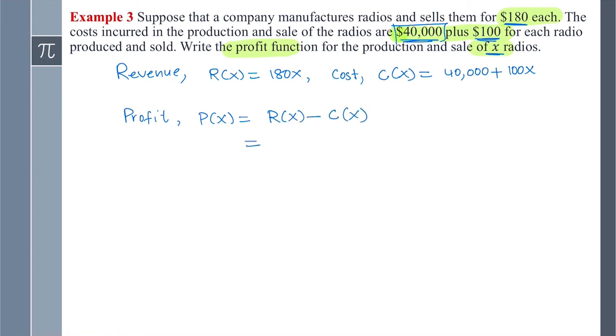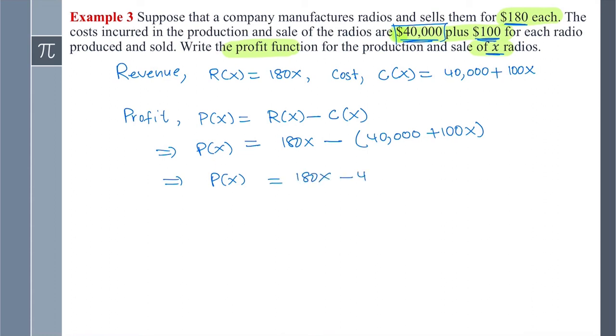Now R of x is 180x minus C of x, which is 40,000 plus 100x. Now if we simplify this, we get minus 40,000 minus 100x, and then we can combine this one and this one, so that gives us 180 minus 100 is just 80x minus 40,000.